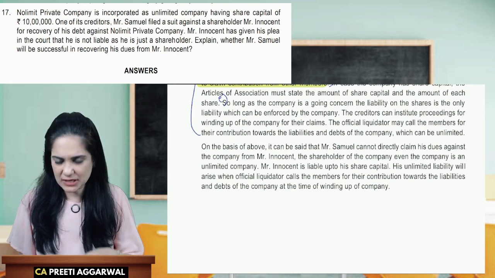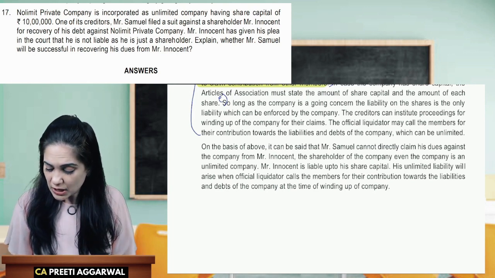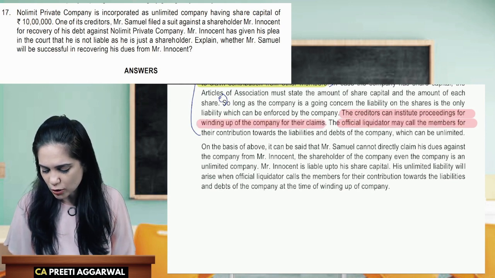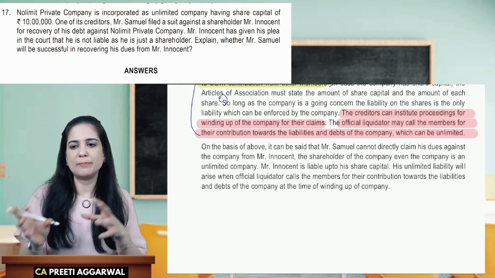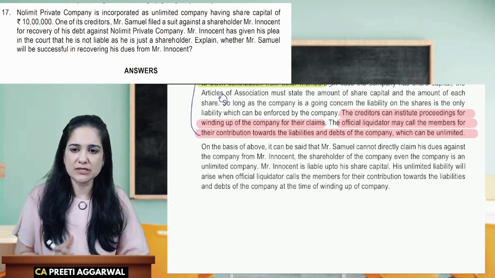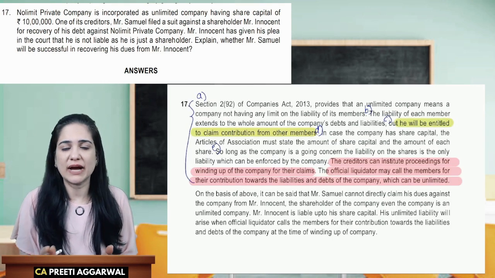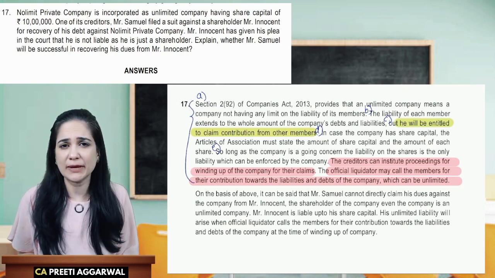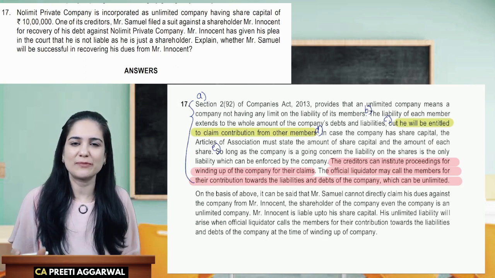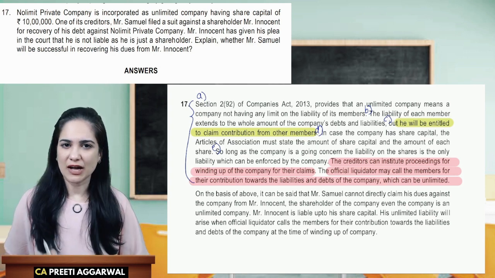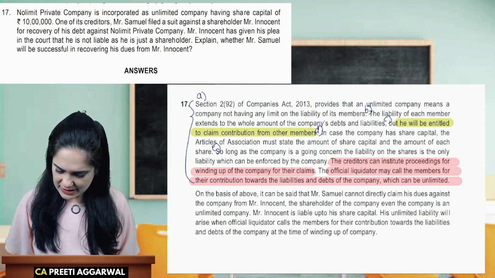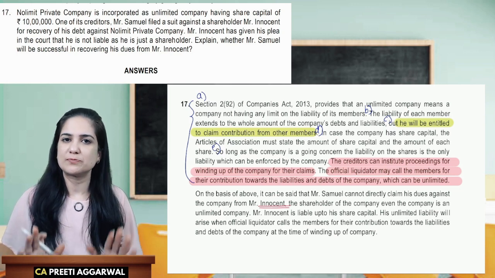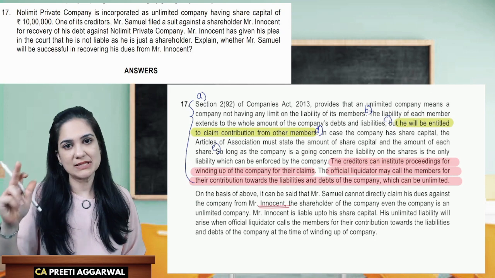So what I discussed with you in the chart form is mentioned over here. The creditors will institute a proceeding for winding up for their claim. The official liquidators will call for the contribution, and then that will be paid off to the creditors. So on the basis of the above, we can conclude that the creditors cannot file a case directly against the shareholder because there is no privity of contract between them. Shareholders are strangers to contract. The contract is actually between the creditors and the company. So in this case, he cannot file a case directly against Mr. Innocent.